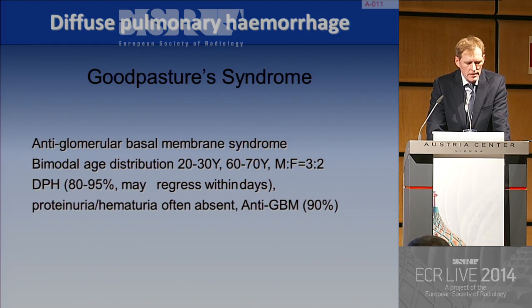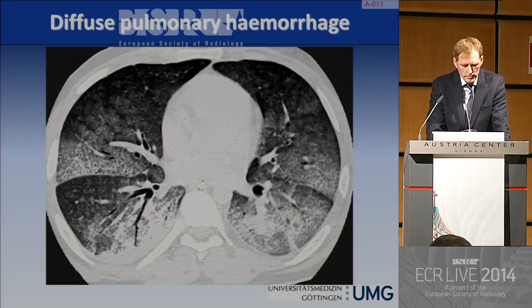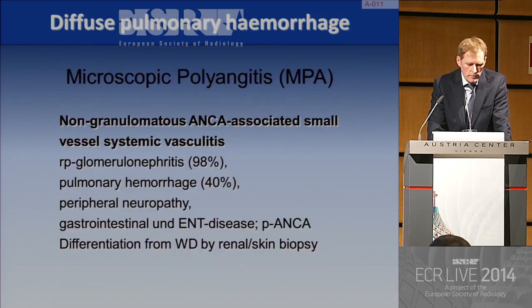Goodpasture syndrome, for example, is anti-glomerular basement membrane syndrome. It has a bimodal age distribution, and proteinuria and hematuria is often absent, unfortunately. So we have to guess. And if we guess right, we'll get a 90% positive diagnosis determining anti-GBM. And this is a patient just showing evidence of pulmonary hemorrhage together with the clinical symptoms, certainly. And another one who has bled a little less acutely, so this is a little older, this bleeding, again a Goodpasture syndrome.